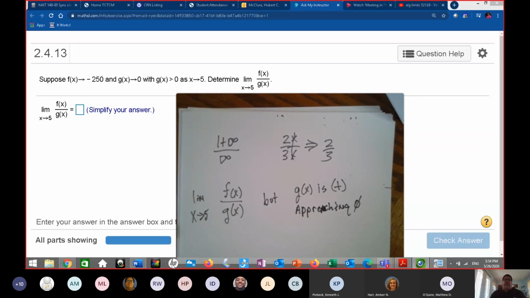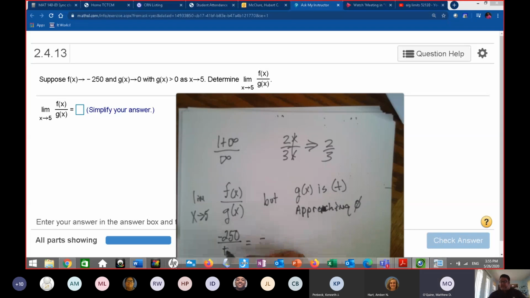Now you're really going to get mad when I show you how to do this. Negative 250 over a positive number is equal to negative, and it's approaching 0. Is approaching 0, not 0, okay?